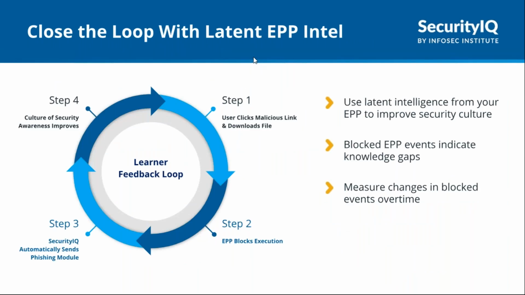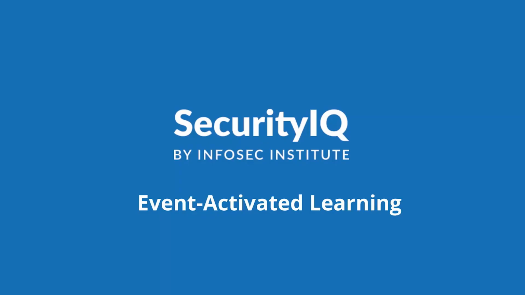And then lastly, this integration that we have between security awareness training and your endpoint protection systems really allows us to link the latent intelligence that's available from your EPP to your training programs. And it really helps create that continuous learner feedback loop. So blocked security events will help identify security knowledge gaps among your users, which then in turn facilitates this quick on-demand training. And over time, as you continue closing these knowledge gaps, the cycle results in a more cyber alert and resilient workforce. And that's really what it's all about.